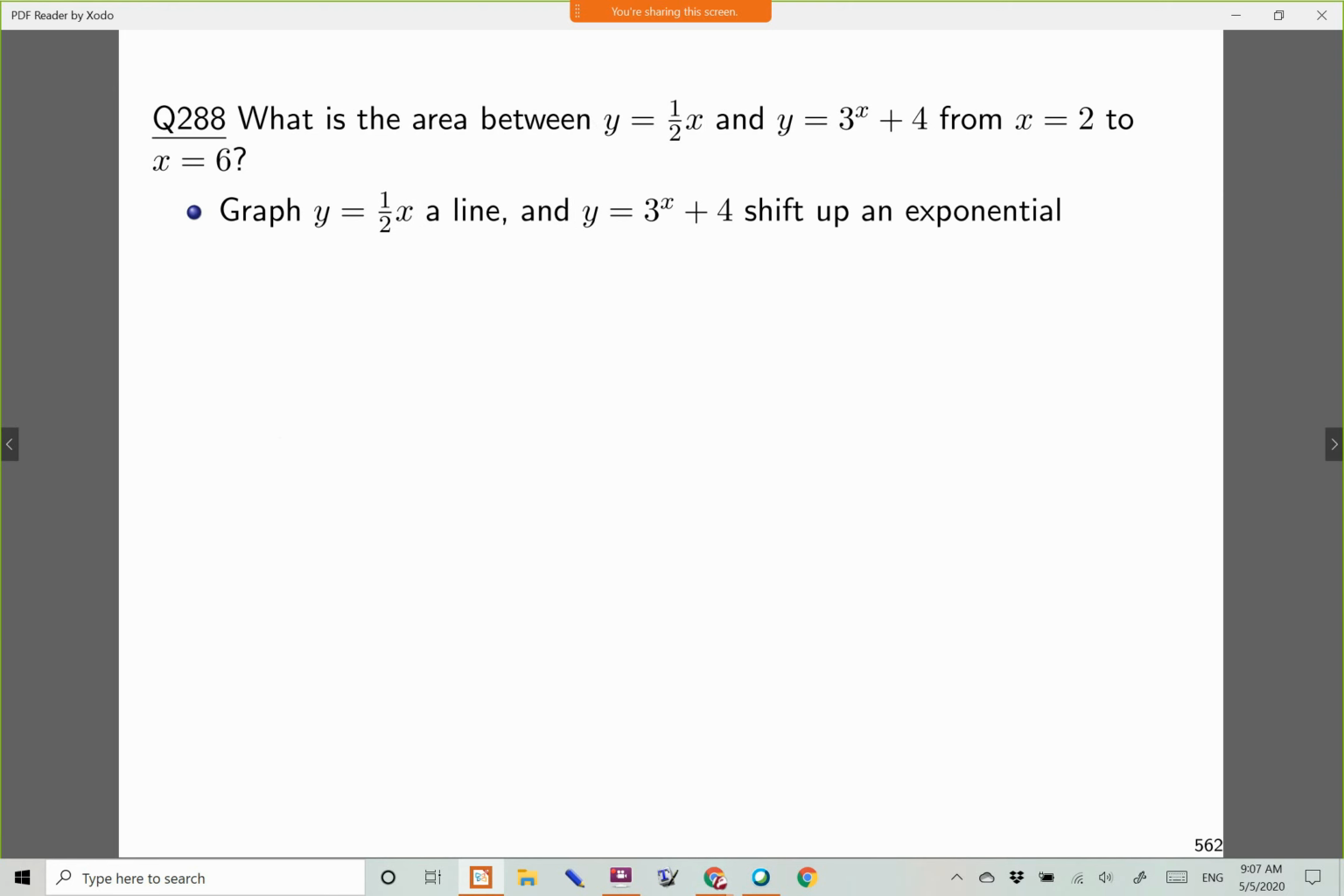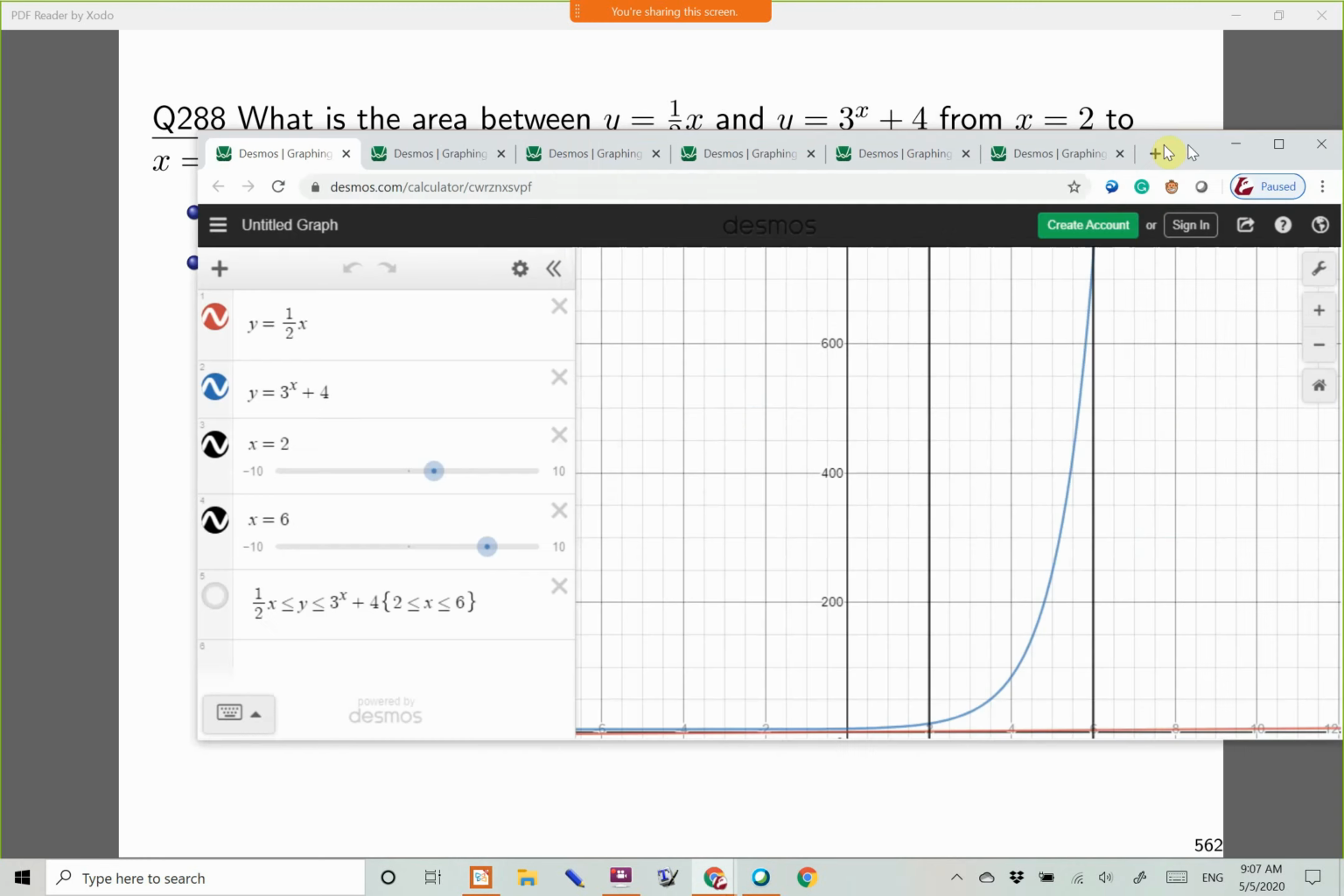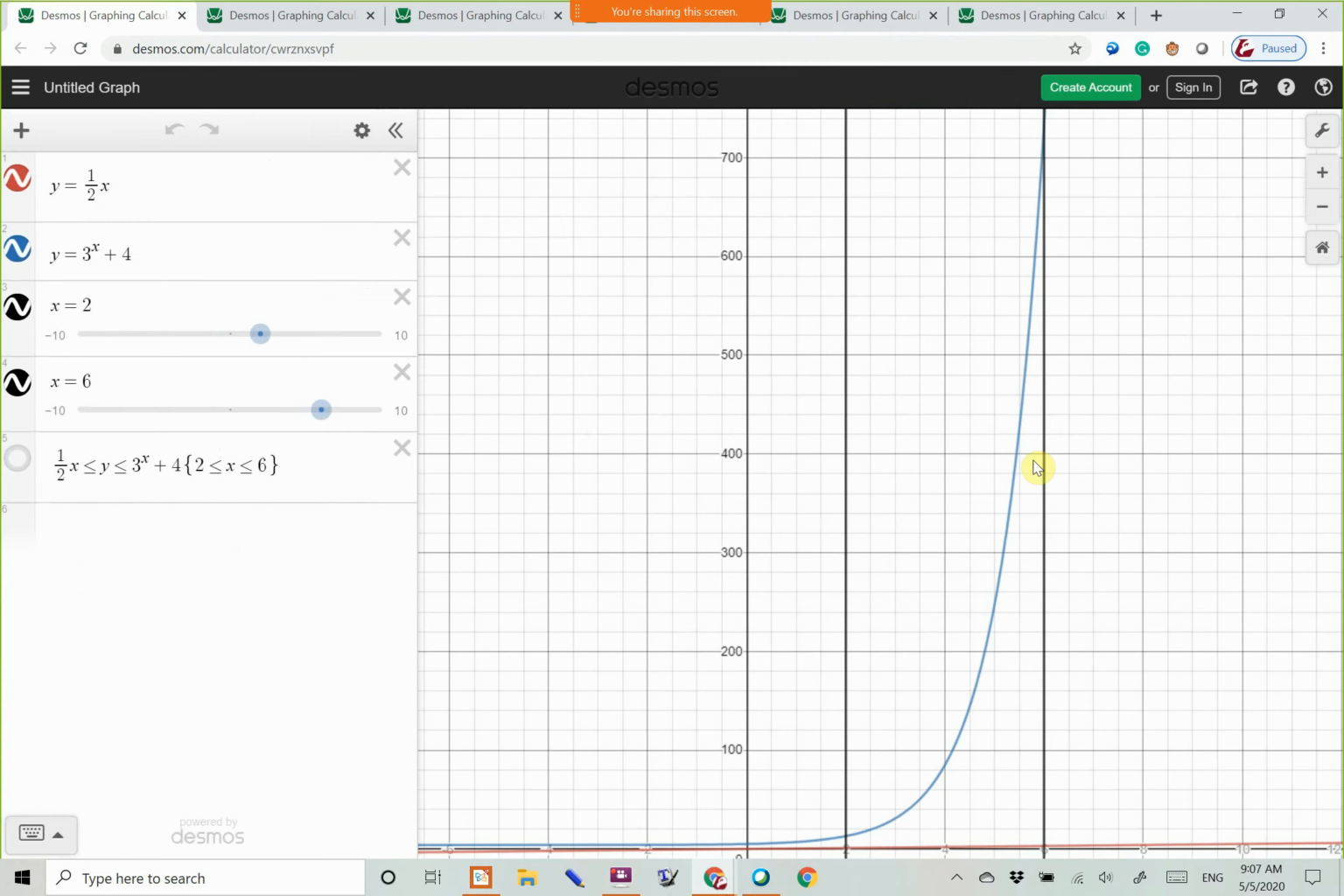So again, I wanted to put some words to this in the slide. So you've got a line and you have an exponential that's been shifted up. I actually have a more accurate picture of this that I already clicked on the link. You can click on it later if you want to explore more. But here it is. So you have this exponential in blue, 3 to the x, then plus 4. You have this line, y equals 1/2 x down here in red.